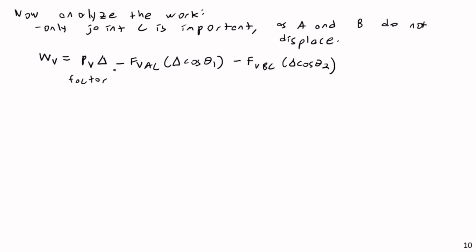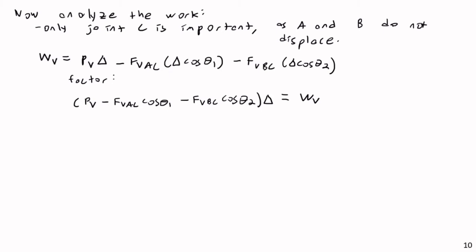I'm going to factor out the delta, and I will have P V minus F V AC cosine of theta 1 minus F V BC times cosine of theta 2, and all of this times delta, and this equals the virtual work.